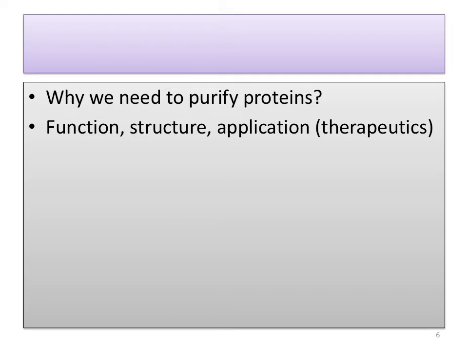Another important thing for which purification is needed is the requirement for the protein to be crystallized. If we want to know about the function of a protein, the function is dictated by the structure of that protein. And in order to determine the structure, we have to crystallize that protein. So in order to crystallize the protein, a certain level of purification is needed. So that's another important thing.